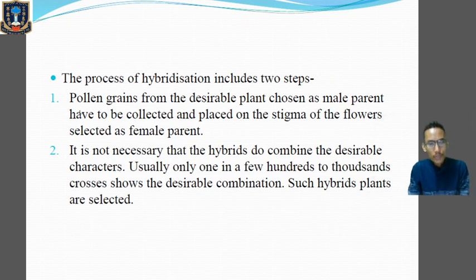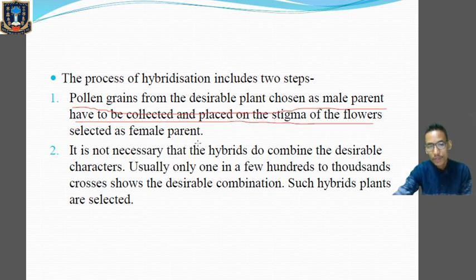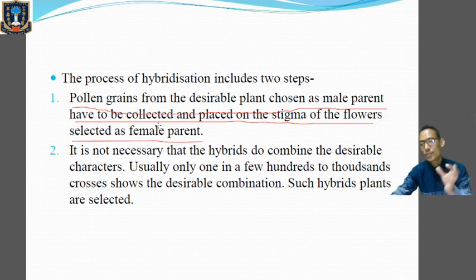Now the process of hybridization includes two steps. After this we will go through the types and procedure of hybridization too, but first let's go to the process, which involves two steps. What steps? Pollen grains from the desirable plant chosen as the male parent have to be collected and placed on the stigma of the flower selected as the female parent. Now there's a question for you.